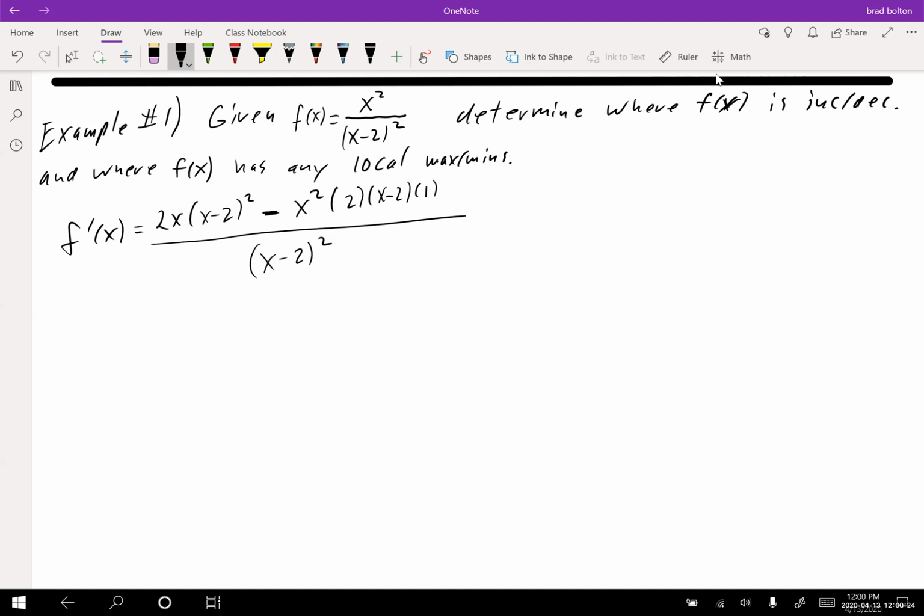Okay, so let's clean this up a little bit. Let me see, they both have an x minus 2 in common. You guys see there's an x minus 2 here and an x minus 2 here. So I can factor out an x minus 2. Okay, what else can I take? They both have a 2 and an x. So let me clean this up a little bit.